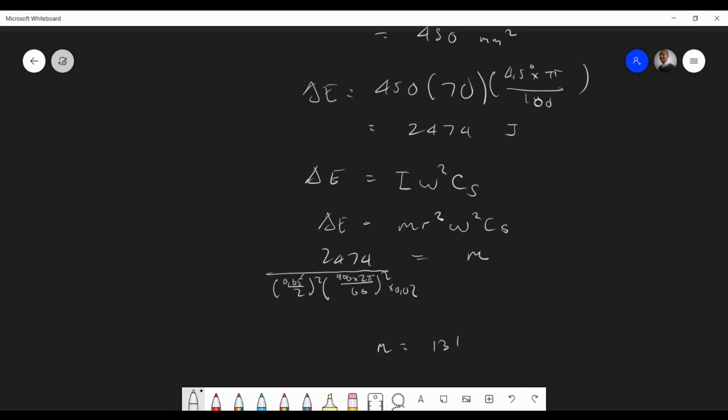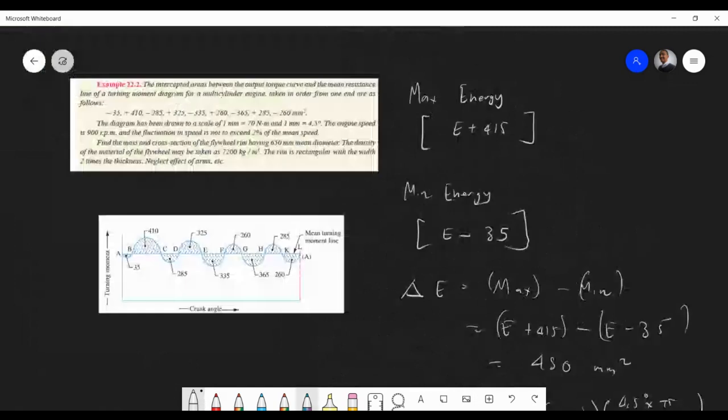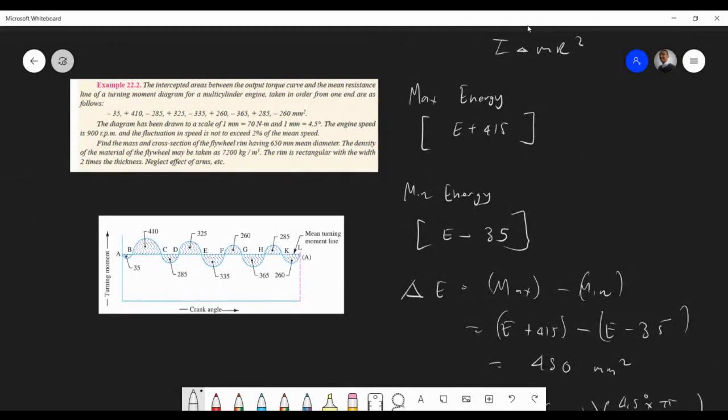Students, are you still there? Yeah, sir, I'm a bit confused on your R. You got 0.65 over 2. Isn't that the mean diameter? So that's the diameter, so you need radius. Okay, thank you. I equals mass R squared. I don't know why they didn't say radius of gyration, but anyway, it's not going to be really complicated.